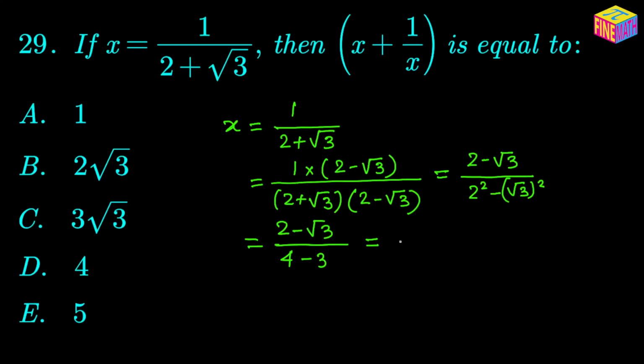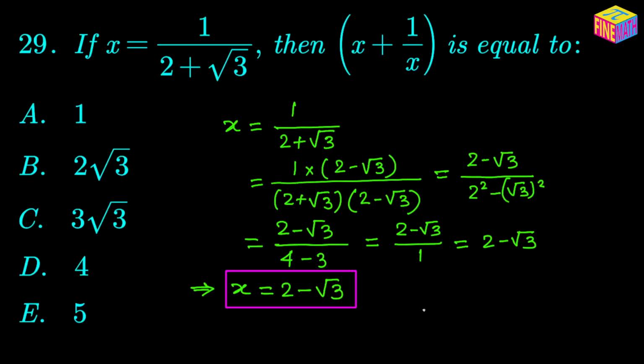So from here we get 2 minus square root of 3 over 1, which is essentially 2 minus square root of 3. Okay, so now our x looks pretty simple. In the question it looks a bit ugly, but after we rationalize it looks pretty nice. So now we see that x is equal to 2 minus square root of 3. Alright, now we also have to find the value of 1 over x, the reciprocal of x.